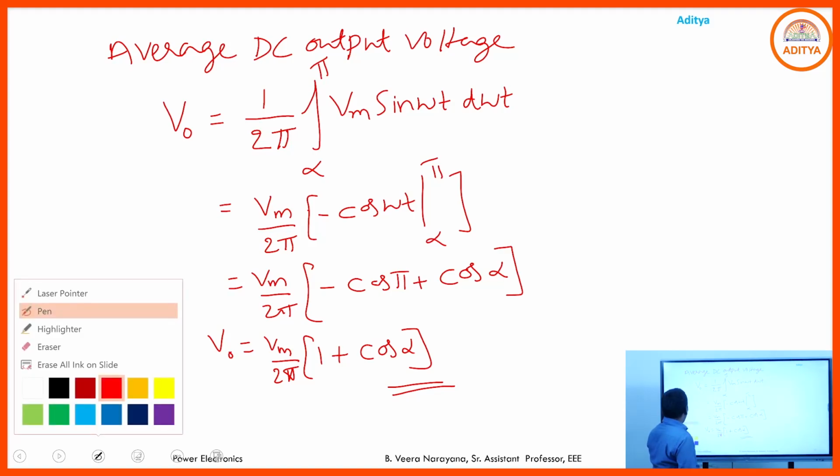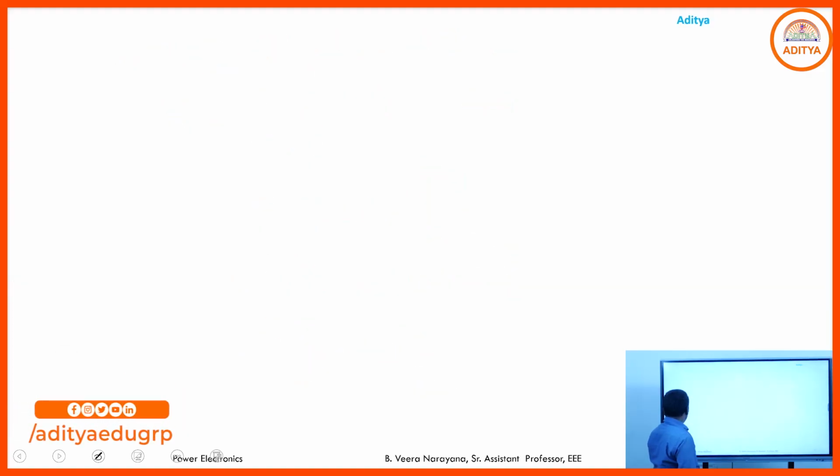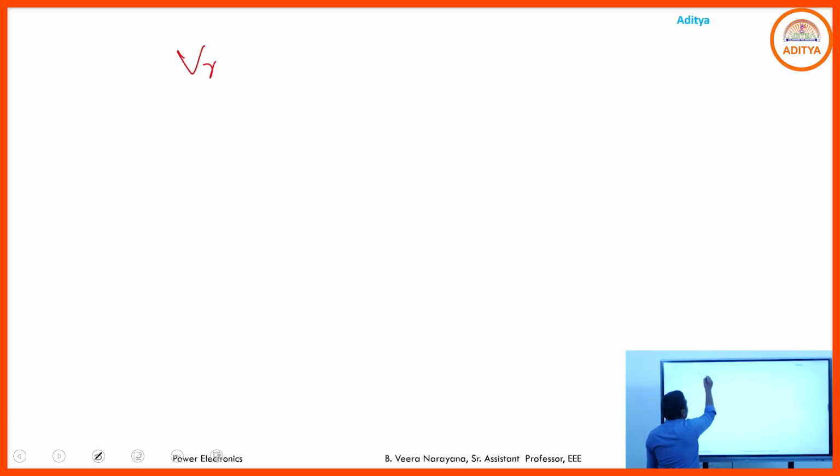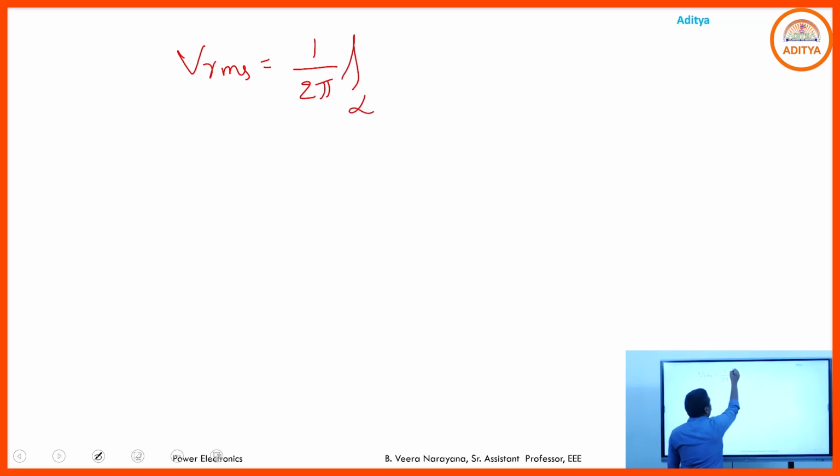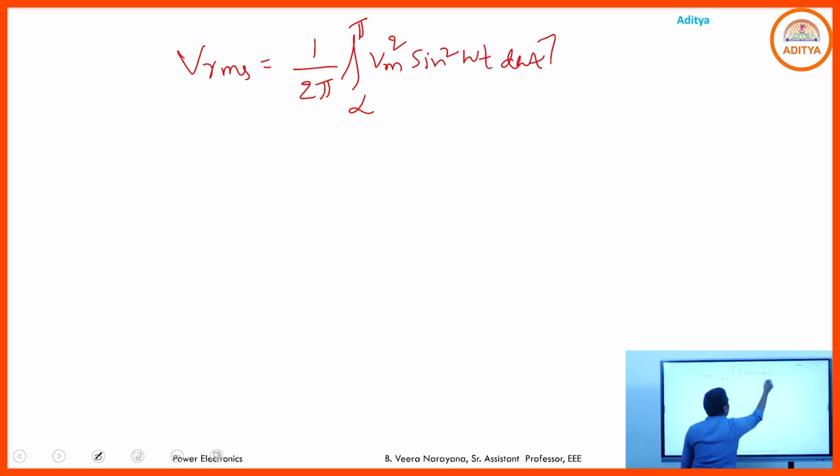And if you go through the RMS output voltage, Vrms is equal to 1 by 2 pi. Why will we take 1? For the completion of one complete cycle, we are getting only a single pulse in the output voltage waveform. So 1 by 2 pi integral alpha to pi Vm square sin square omega t d omega t, whole power 1 by 2.